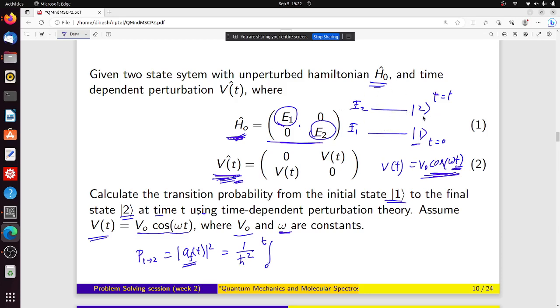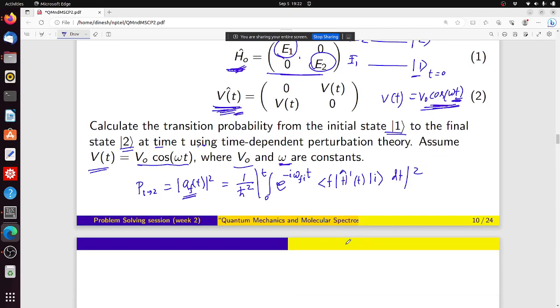time evolved state? It will have some projection on this state 2, right? Otherwise the inner product will be 0, that means the probability will be 0. So the evolved state has to have some projection on this state 2, right? So this integration will give e to the minus i omega fi t, and this inner product, final state, perturbed Hamiltonian, initial state, t, and its mod square, right?